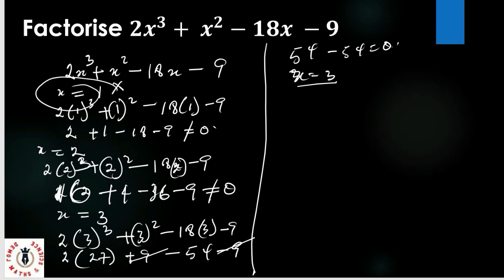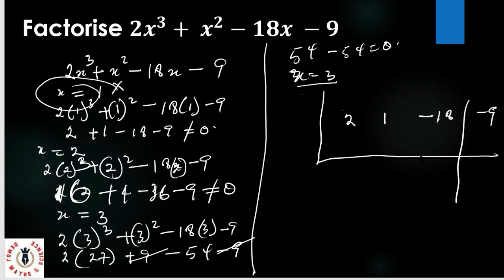Now, since x equals 3, in our method, what I'm going to do is pick all the coefficients of my equation. Here is 2, 1, minus 18, and minus 9. Let me rule a line to make it visible. Then my x here is equal to 3. I'll put 3 here. Bring this 2 down. The first thing I'll be doing, I'll multiply this by 3. That will be 6. Add it to this 1. 6 plus 1, here I'll have 7.